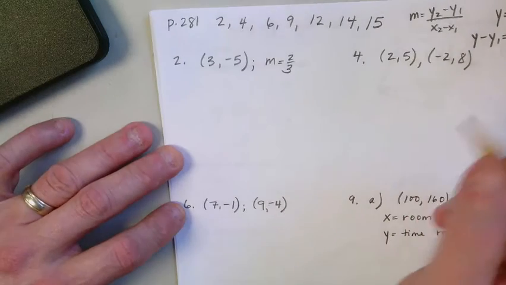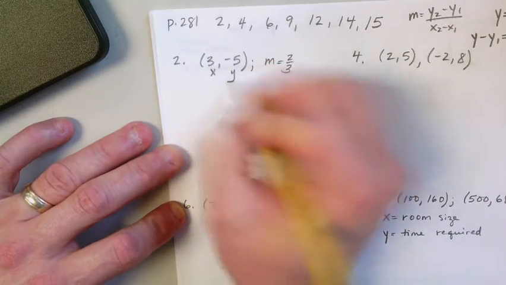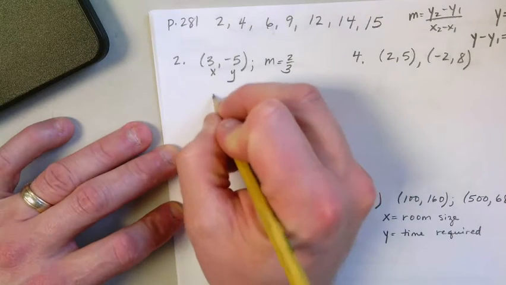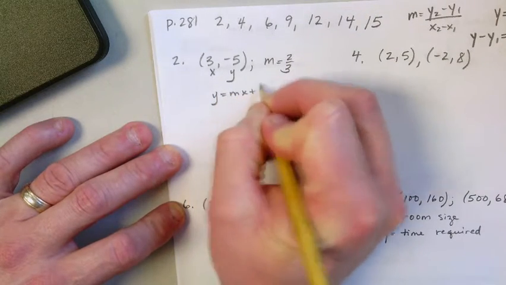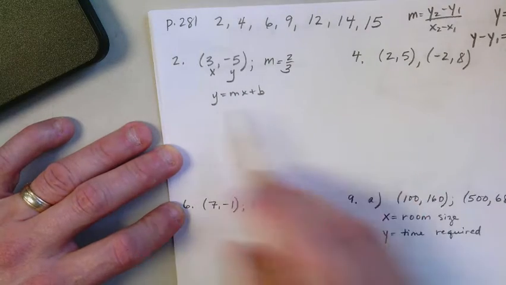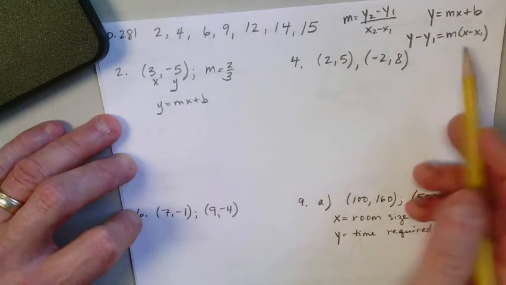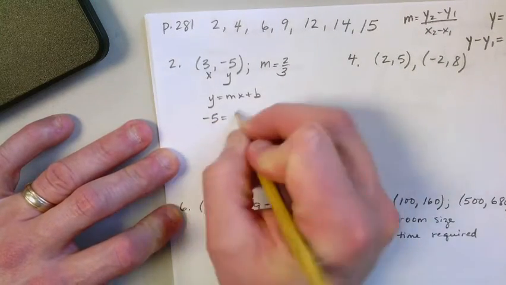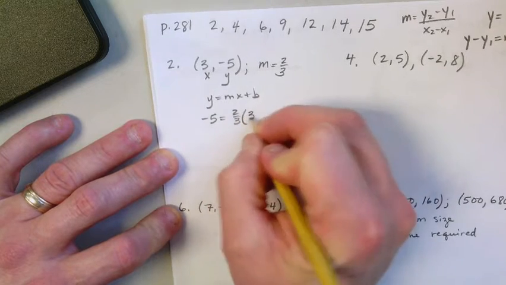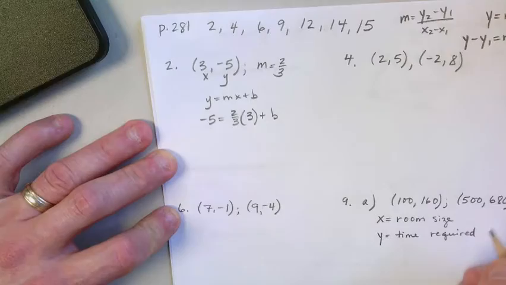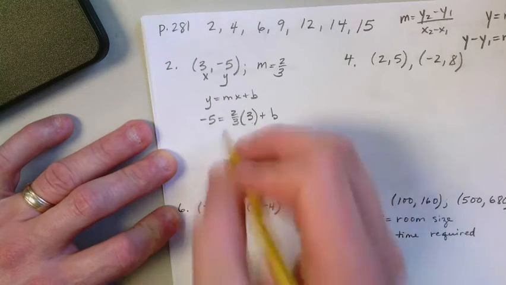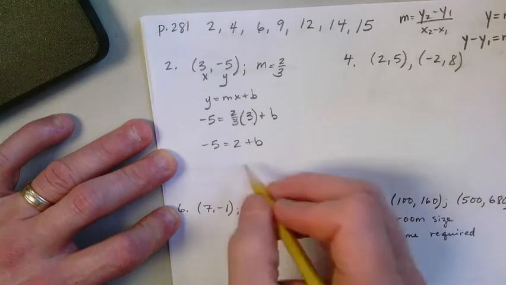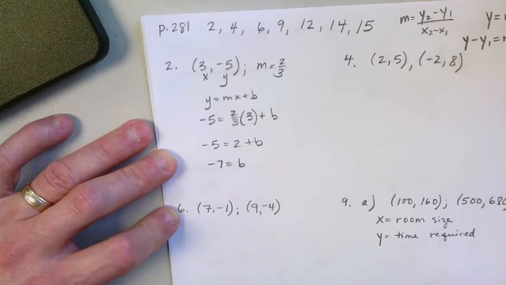In looking at number 2, I know that I have an x and a y and the slope, and I want to find the equation of that in slope-intercept form. So I'm going to plug it into my slope-intercept form and work it out from there. You can use the point-slope form too, but it doesn't matter which one you use. So -5 is the y value, 2/3 is the slope, 3 is the x value, and b is my y-intercept. I'm going to multiply these two together first, giving me 2, since 2/3 of 3 is 2. Then I'm going to subtract 2 from both sides, and that's my y-intercept.